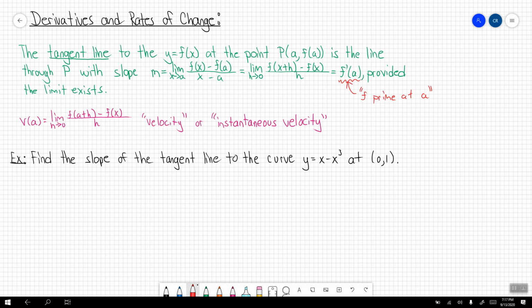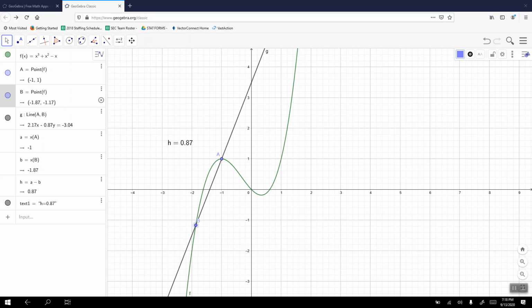So follow me along to Geogebra really quick as I'll give you a demonstration of what it is that we're doing. That way we can start getting that visual, and then we can start working with this algebraically. Alright, so here we are on Geogebra.